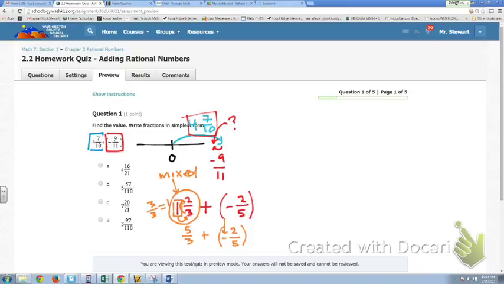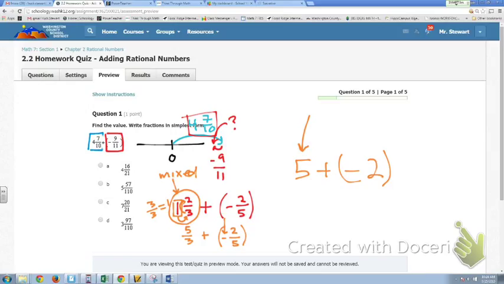Now this negative here is important. When we were working with integers in chapter 1, if we had 5 plus a negative 2, remember the answer is positive because the 5 is farther from 0 than the negative 2. I go up 5, and then I go back 2. Just remember that is still the case even with rational numbers.